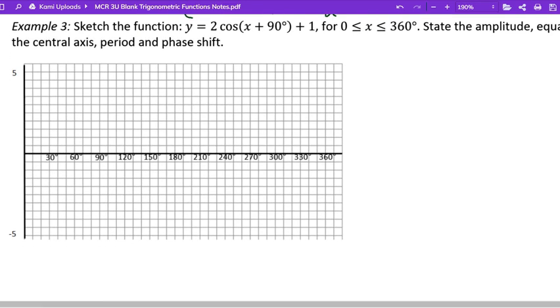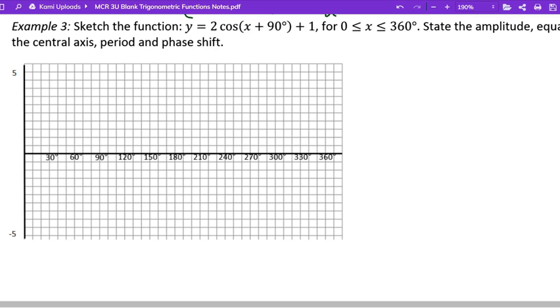Let's do a question. Sketch the function y equals cos(x + 90) + 1 for 0 to 360. So here I am restricting what you draw. You will not draw a continuous function forever and ever, and you will not include any arrows. State the amplitude, equation of the central axis, period, and phase shift.